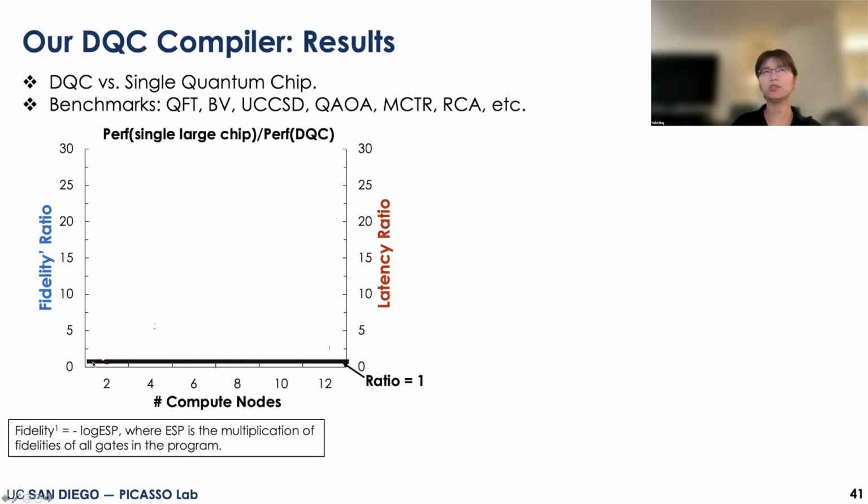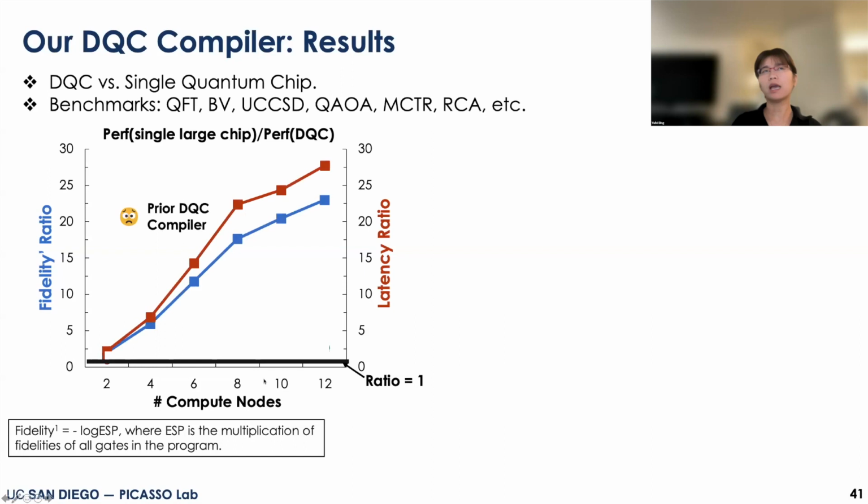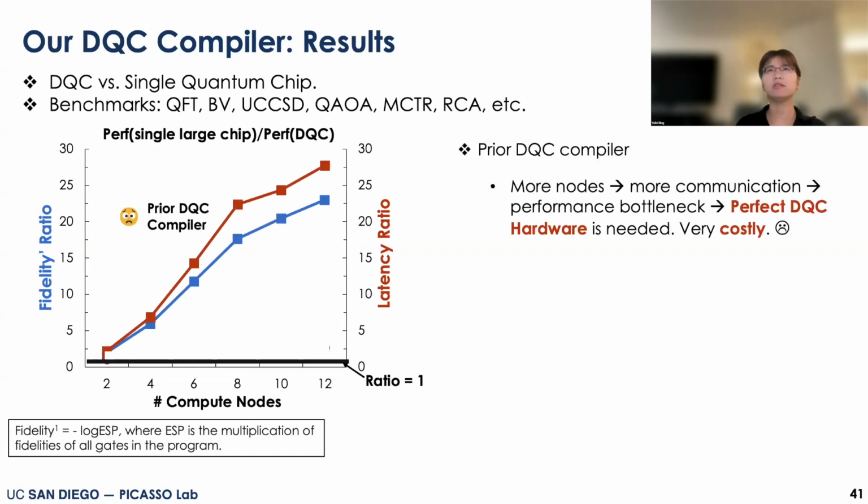Ideally, if you have a perfect DQC, with an unlimited number of communication qubits, and the remote EPR pair is just the same as a local communication, then you will have this curve. It's the same as having a single large local chip. But if you look at the previous DQC compilers, you will find it's much worse. As long as you have more nodes, you usually have more communications, and communication becomes a performance bottleneck.